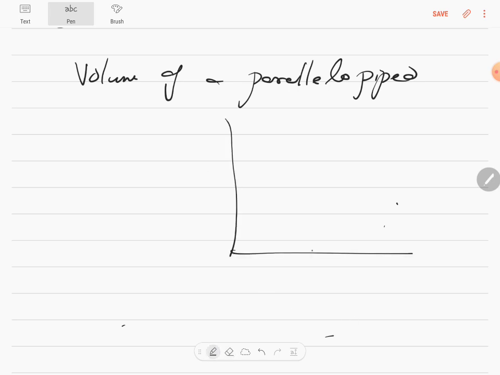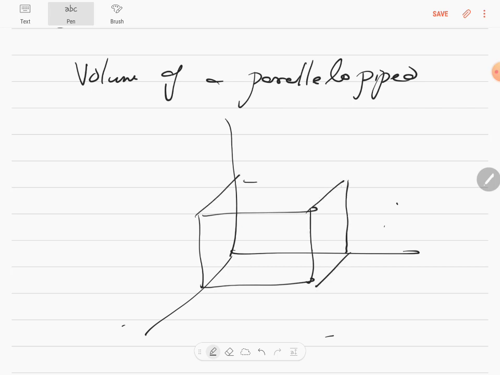This is the x-axis, y-axis, and the z-axis is also involved. I'll draw like this and like this, and I'll tell you that this is a parallelepiped. You must believe it. It's a parallelogram solid, because every cuboid is a parallelepiped.